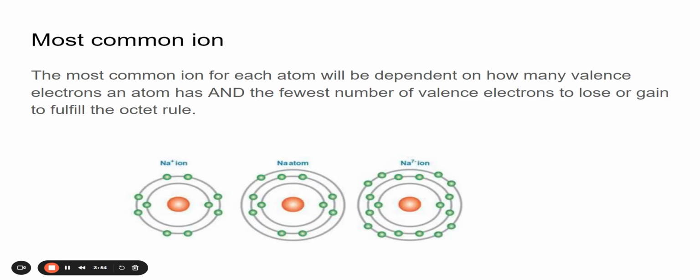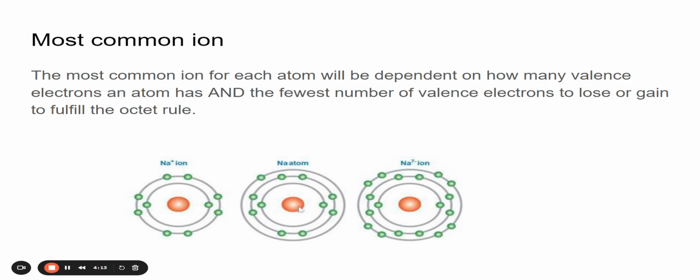So the octet rule ends up connecting back to the most common ion. The reason for that is the most common ion for each type of element is going to be dependent on how many valence electrons an atom has, and then the fewest number of valence electrons to either lose or gain to fulfill the octet rule.